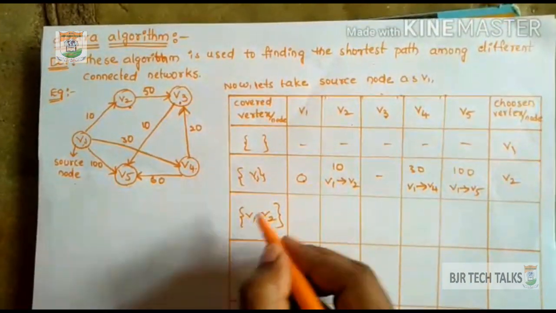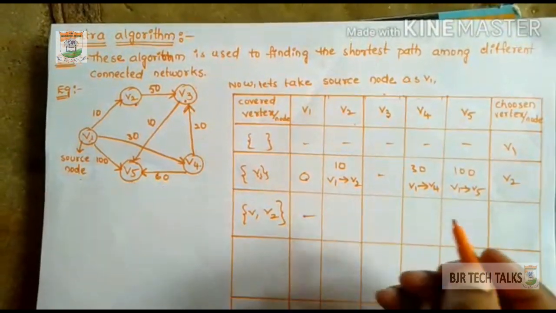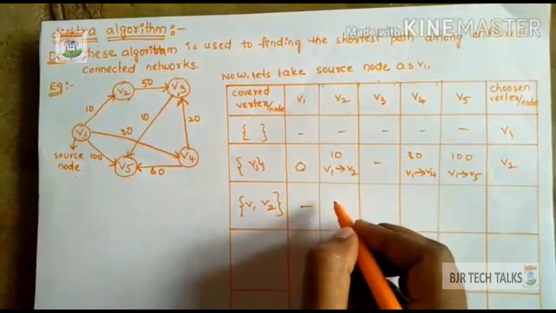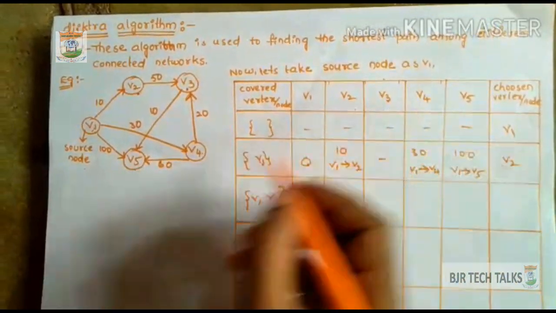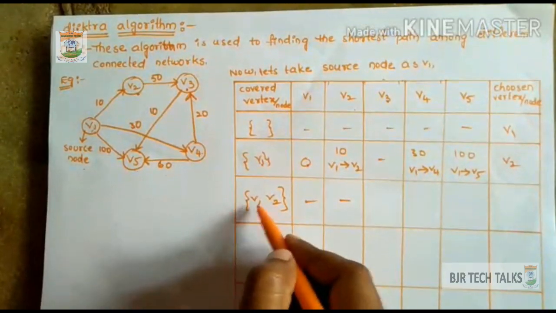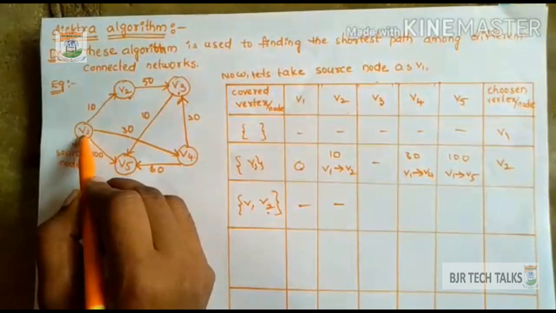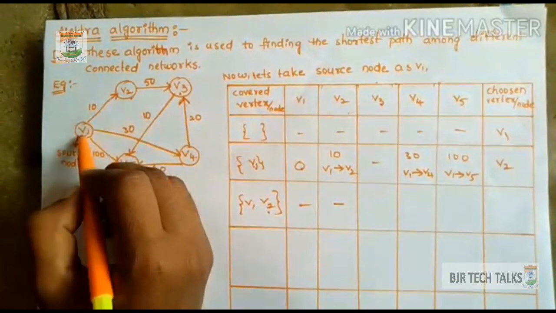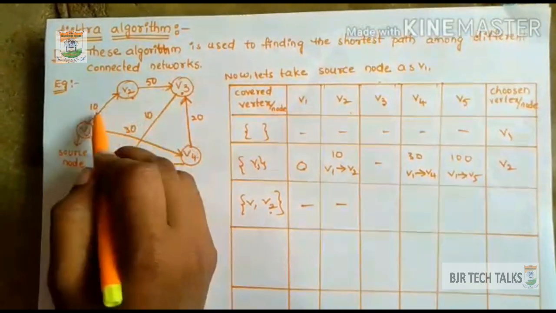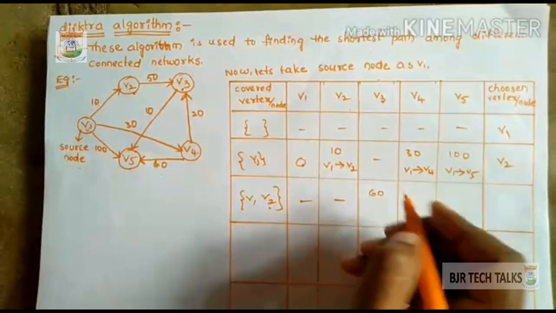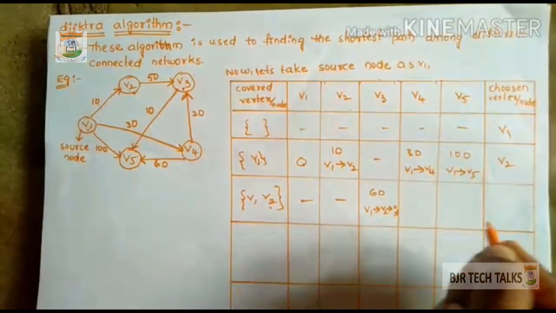V1 is already covered, so it is not taken. V2 is also covered, so it is not taken. The distance from V1 to V3 with the help of V2: V1 to V2 is 10, V2 to V3 is 50, 50 plus 10, 60. The routing is V1 to V2, V2 to V3.